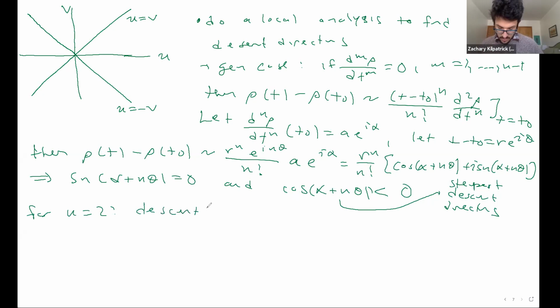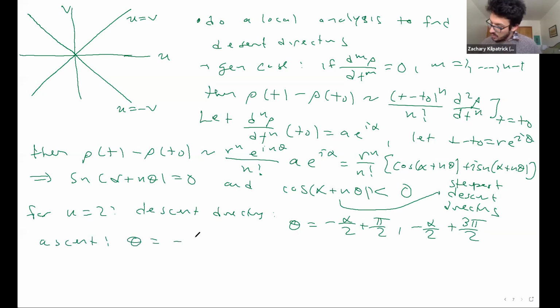Okay. So in this case, for n equals 2, our descent directions are going to be where theta is equal to minus alpha over 2 plus pi over 2, and minus alpha over 2 plus 3 pi over 2. Our ascent directions are going to be where theta equals minus alpha over 2, and minus alpha over 2 plus pi.